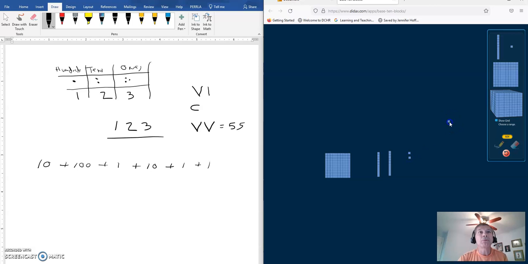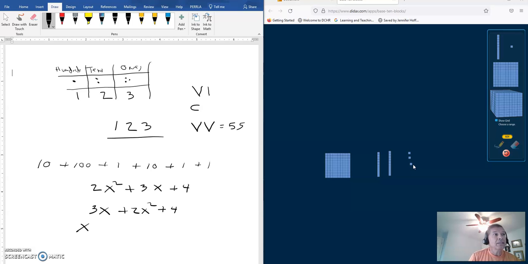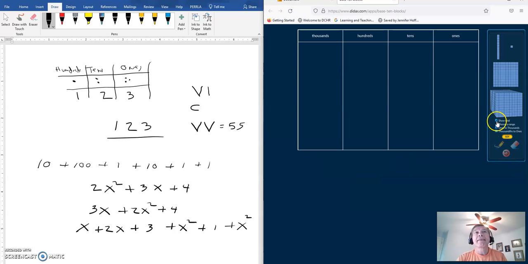It even reminds me of how people write polynomials in different orders. Like, for example, you could write this polynomial, 2x squared plus 3x plus 4, first of all, in a different order, not standard form: 3x plus 2x squared plus 4. And you could even say, let's break it up a little bit. We could have an x plus a 2x plus 3 plus x squared plus a 1 plus another x squared. So we're just breaking it up and not having it organized. So it's nice to have it organized from highest to lowest, and that's fine. That's what that means. But when you turn that grid on, now it looks like place values, not buckets. It looks like place values.